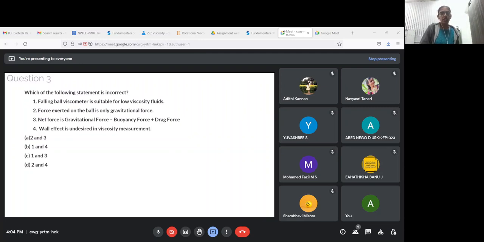So have you guys ever seen a falling ball viscometer? 2 and 3 are wrong statements, ma'am. 2 and 3 are? It's actually buoyancy force minus drag force, I guess. Yeah.